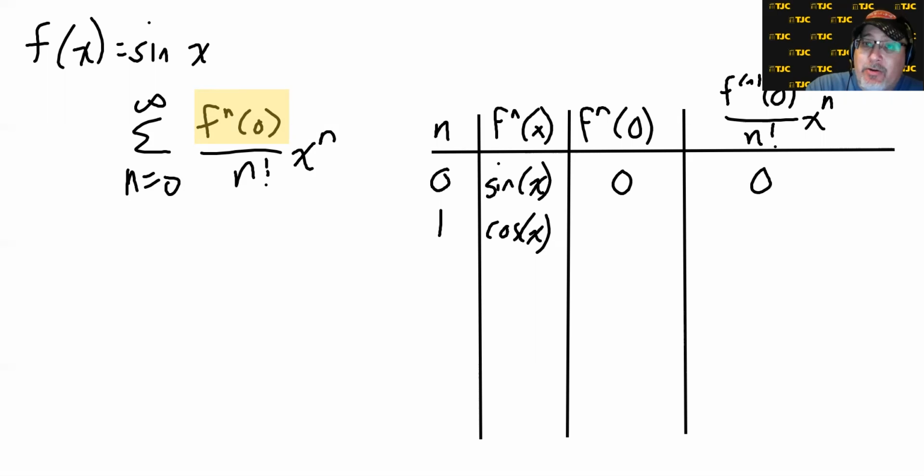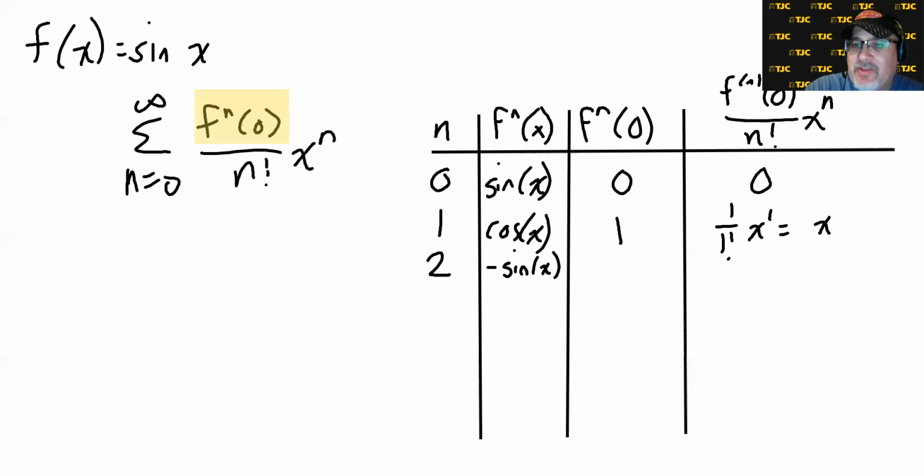All right, so anyway, when n equals 1, our first derivative is cosine. Cosine evaluated at 0 is 1. So our term won't disappear. We'll have 1 over 1 factorial times x to the first, but that's just equal to x. All right, so there's our first non-zero term. When n equals 2, our next derivative, the second derivative, if you will, the derivative of cosine is negative sine of x.